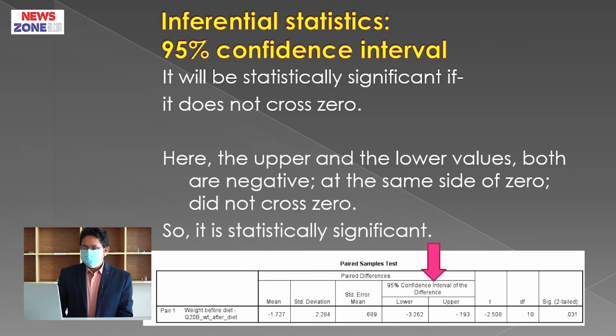And the last one is the 95% confidence interval, whether the value crosses 0 or not. We know that if the value crosses 0, then it is not statistically significant. Here we see our lower value is -3 and upper value is -0.1. Both values are on the negative side. So, they did not cross 0. So, it is statistically significant.